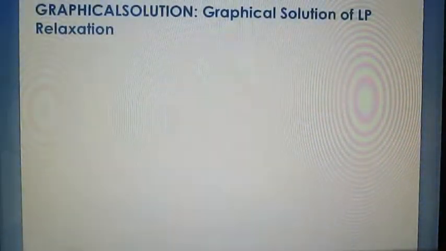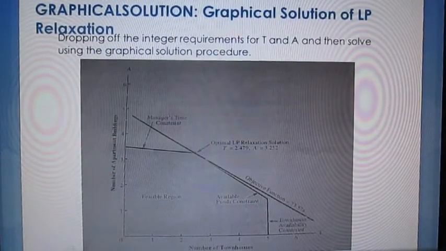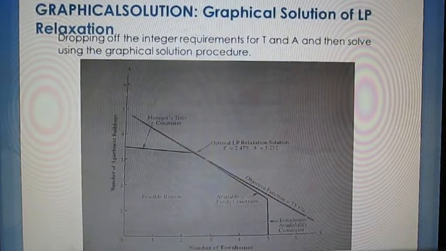Graphical solution using the graphical solution of an LP relaxation. Dropping off the integer requirements for T and A, and then solve using the graphical solution procedure. So, yung first step sa graphical solution, we need to omit the requirement that the variables must be integer. And then, graph, no, same procedure as a linear programming model. Let's take a closer look.